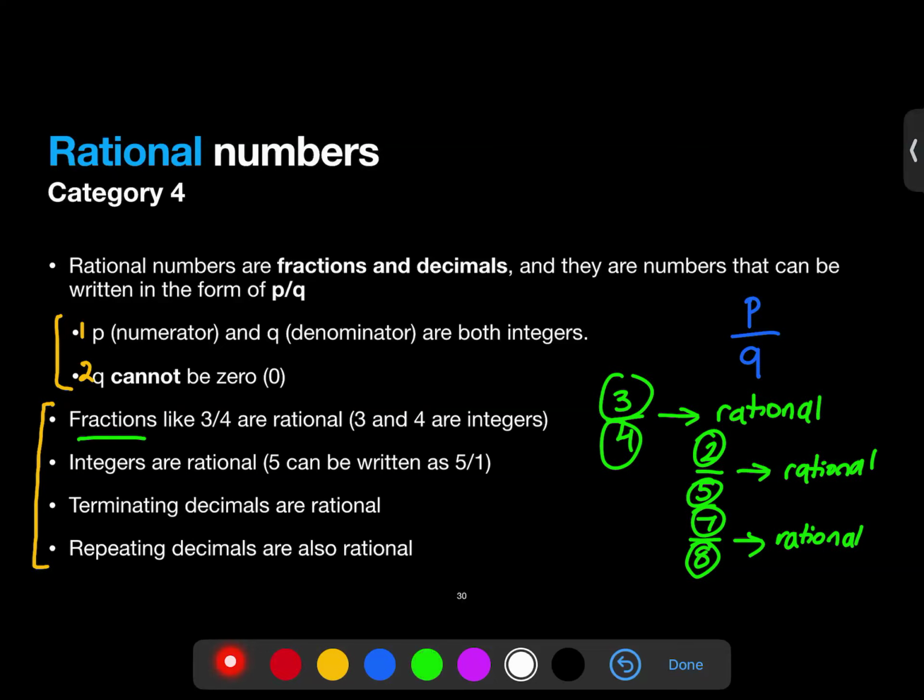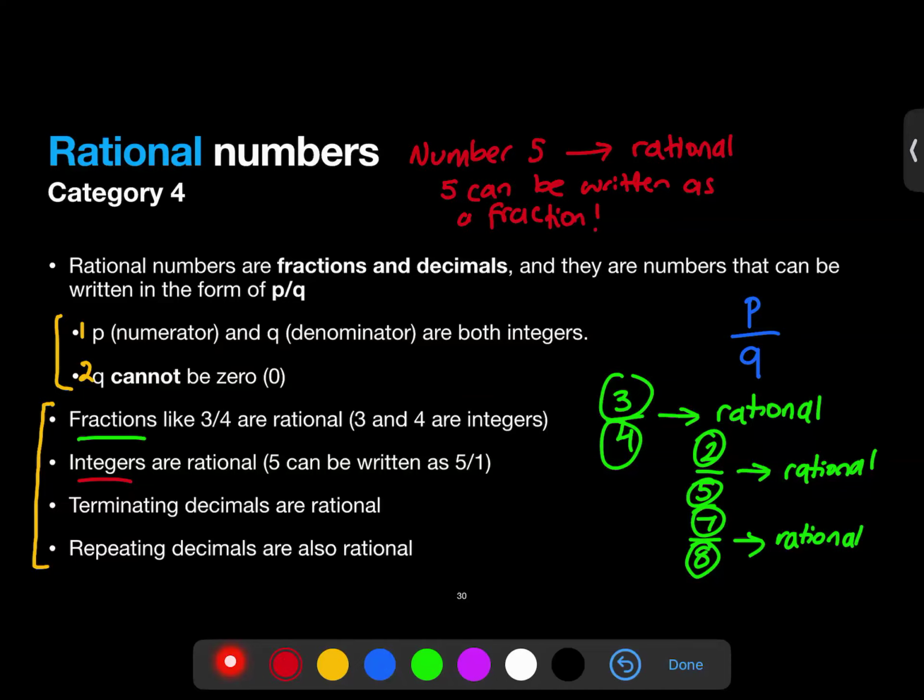So integers themselves are rational. So if we see the number 5, it is rational. Any integer is rational. And the reason for it is because 5 can be written as a fraction. So 5 over 1 is how we represent the number 5 or any integer as a fraction. So it is rational.